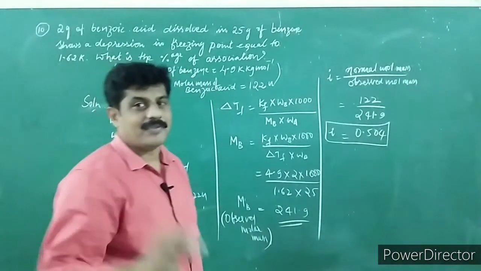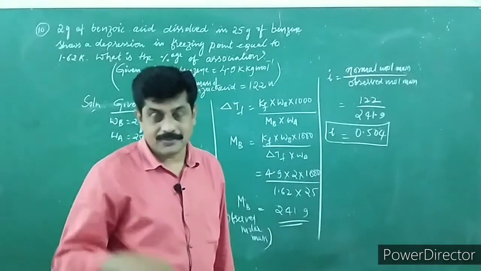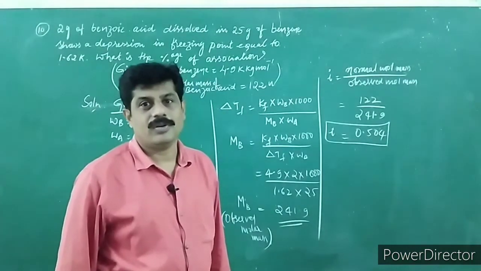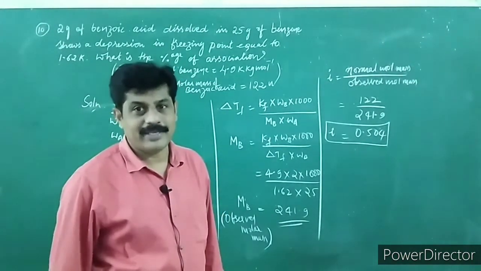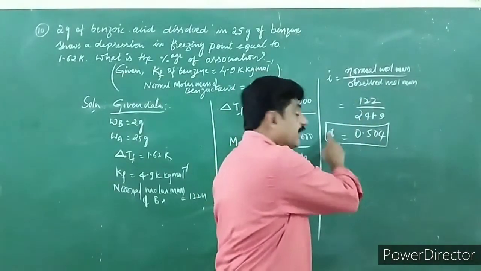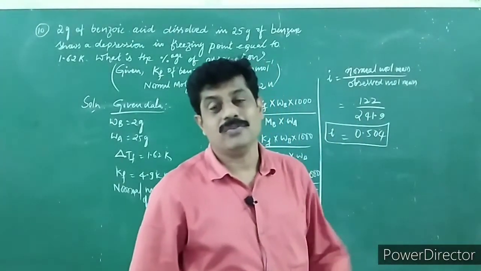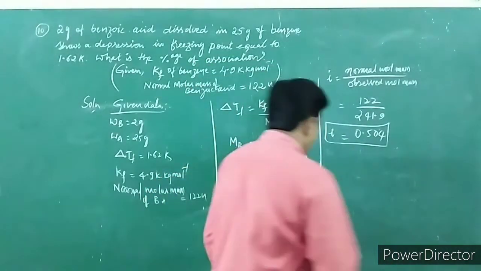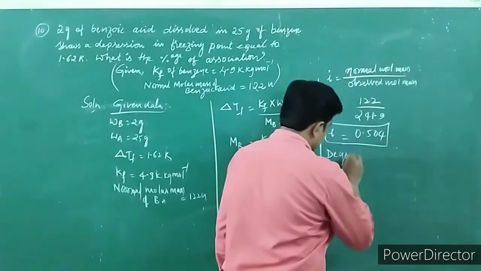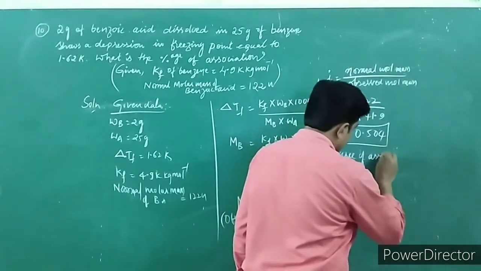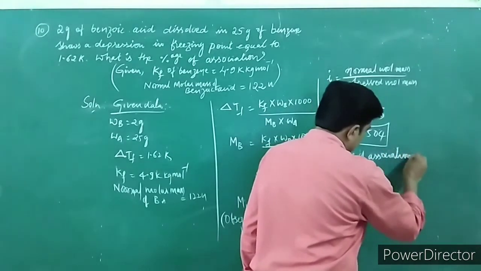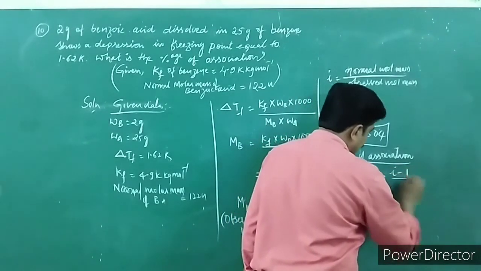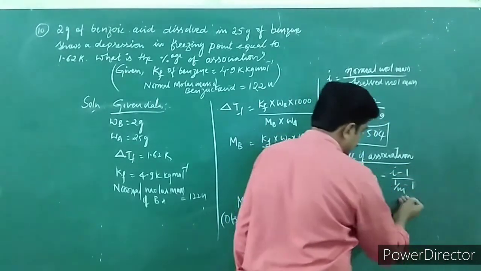And while discussing about Van 't Hoff factor, I said that if the i value is less than 1, that means it is association. Because here i is equal to 0.504, that is association of benzoic acid. Children, once you find the value of i, now I need to go for what? I need to go for finding out degree of association. So degree of association, that is alpha association is equal to i minus 1 upon 1 by m minus 1.